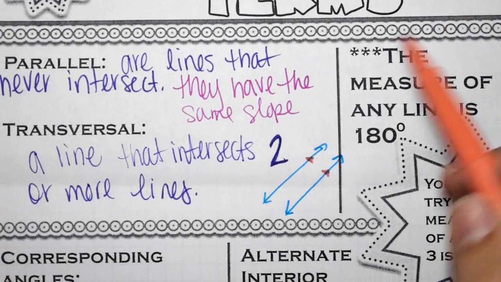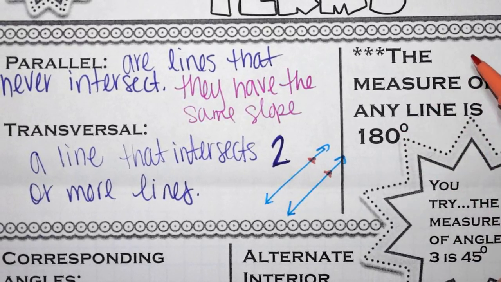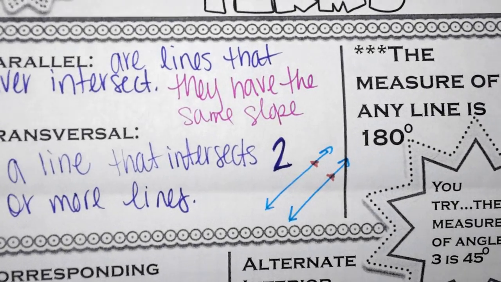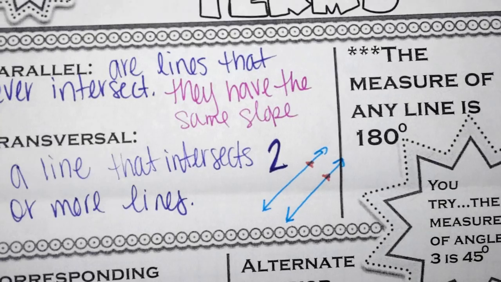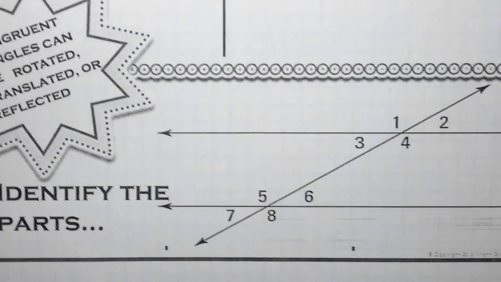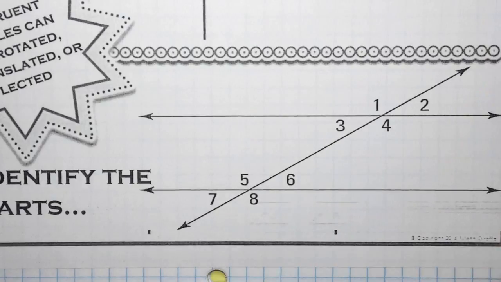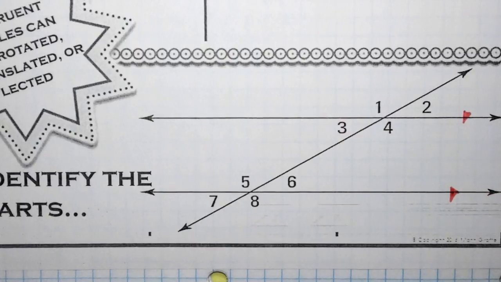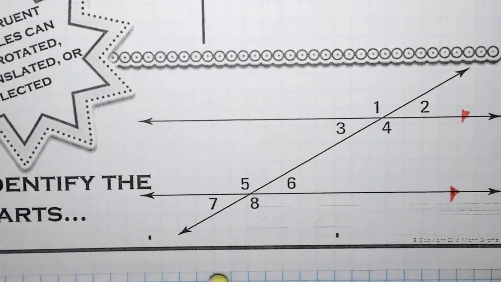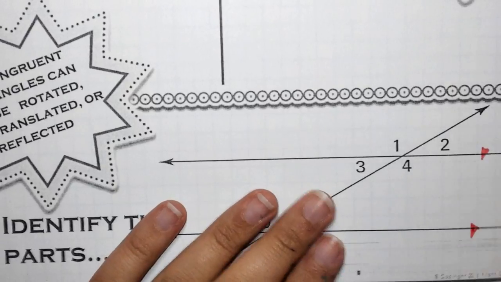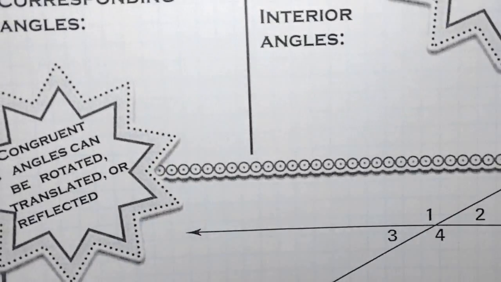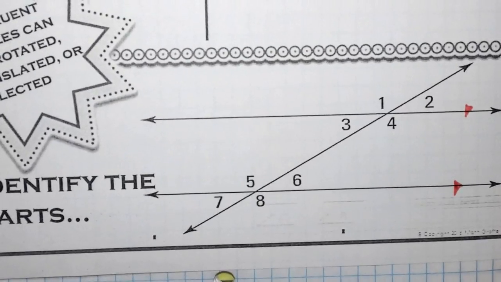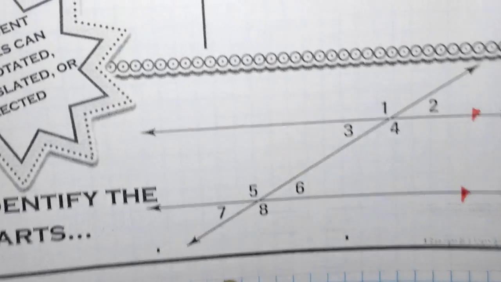Now, we learned last week, and the week before that, and the week before that, the measure of any line is 180 degrees, right? And that is when they're supplementary or when it's a linear pair, correct? Fantastic. So now we're going to talk about the relationship between these angles right here. So these two are parallel. When the lines are parallel, the angles have very special relationships. I need you to keep in mind that it only works if they're parallel. Does everybody understand?